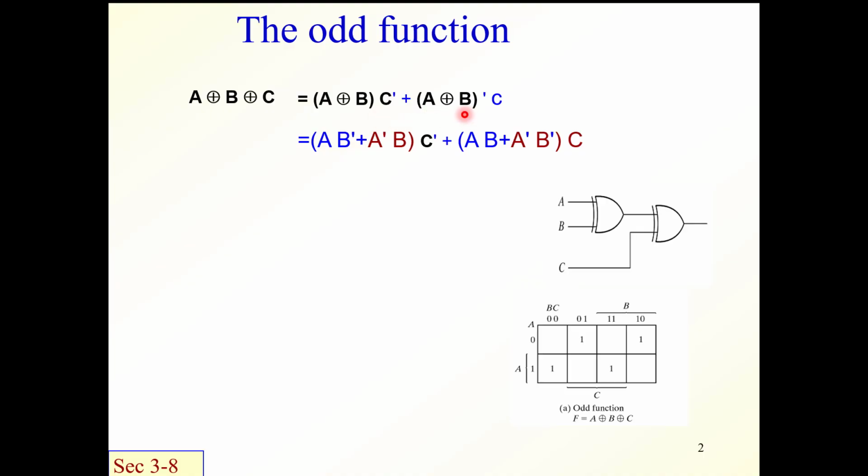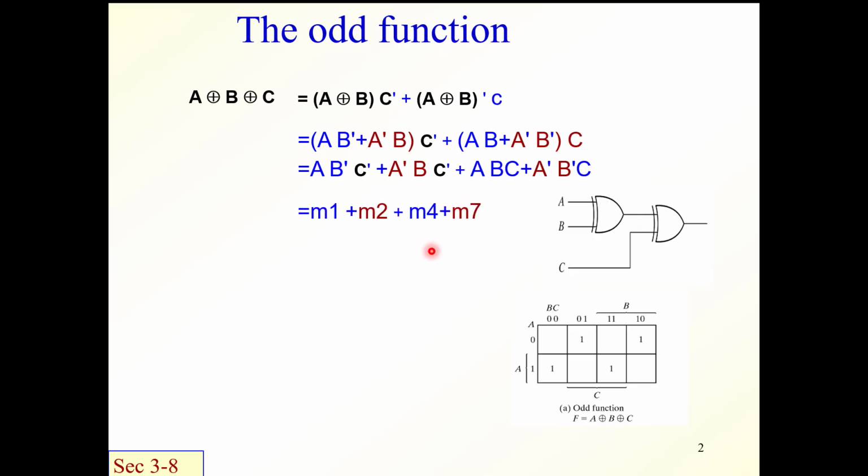Here is the exclusive NOR. It's AB ORed with A bar B bar, the whole thing ANDed with C. And this is equal to these terms, and these are the minterms M1, M2, M4, and M7. This is the exclusive OR 3-input gate. Notice the minterms here. This is M1, M2, M4, and M7.